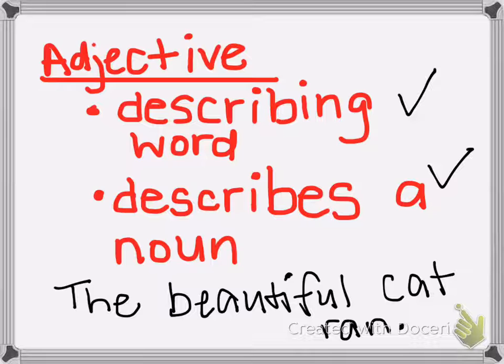And right down here I wrote a messy sentence, but it is a sentence, and it's the beautiful cat ran. So if I look at this sentence, I can clearly see that the noun is cat, because cat is a thing. So what word did I use to describe the cat? What detail did I give you about the cat? Take a minute to look at your screen, read the sentence, and see if you can determine which word in the sentence is an adjective.